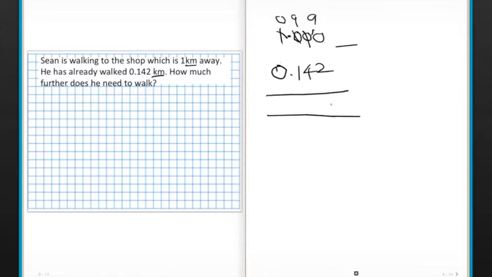10 take away 2 is 8. 9 take away 4 is 5. 9 take away 1 is 8. And then we've got a 0. 0.858 kilometres. And don't forget the kilometres. Underline the answer.